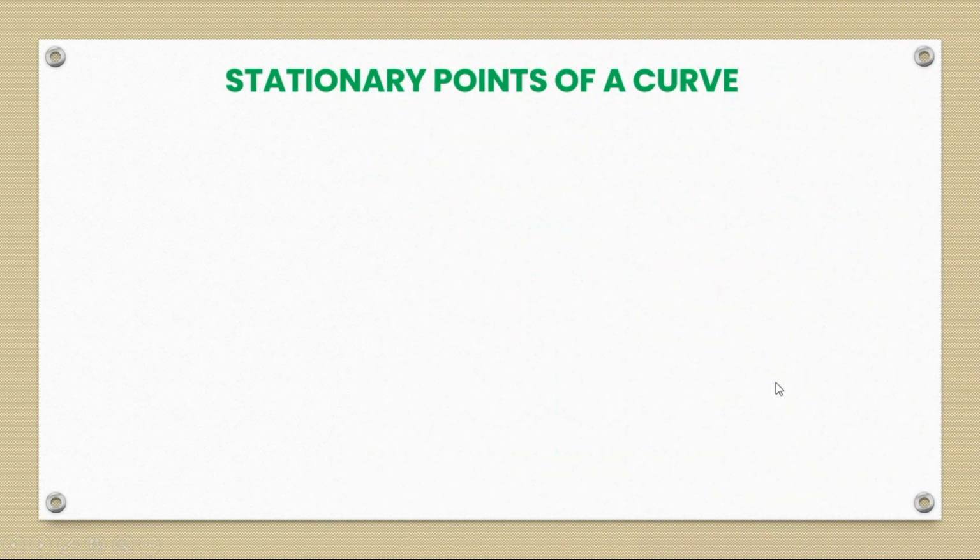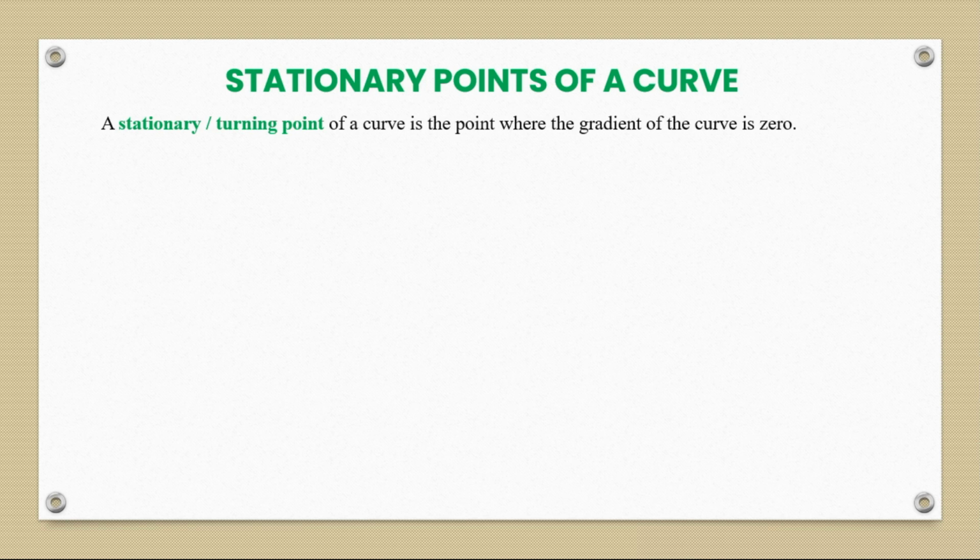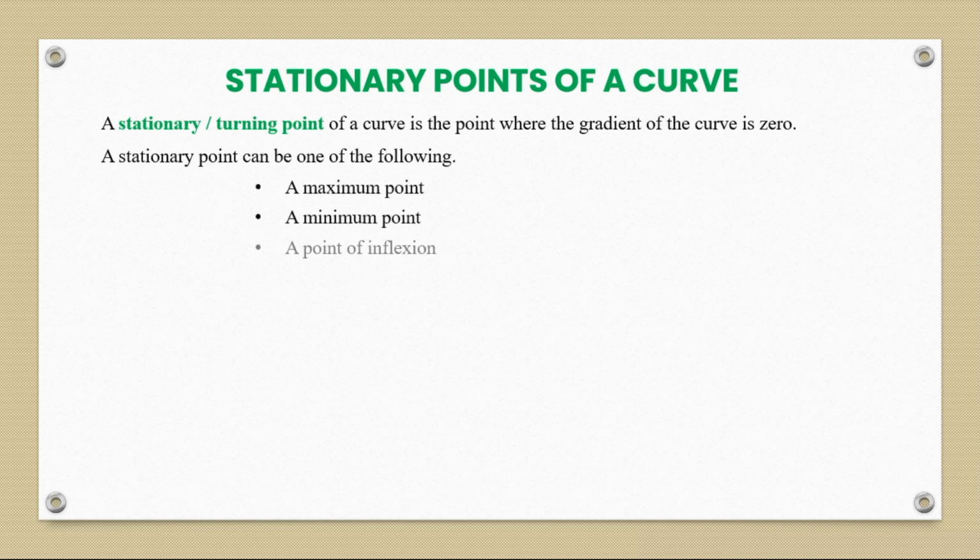Moving on, we'll look at stationary points of a curve. A stationary or turning point of a curve is the point where the gradient of the curve is 0. A stationary point can be one of the following: a maximum point, a minimum point, or a point of inflection.